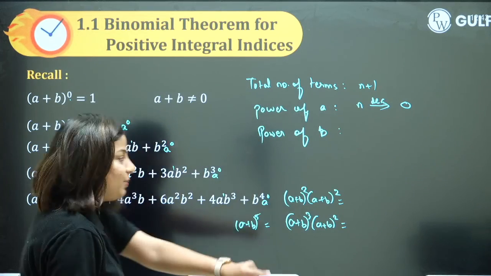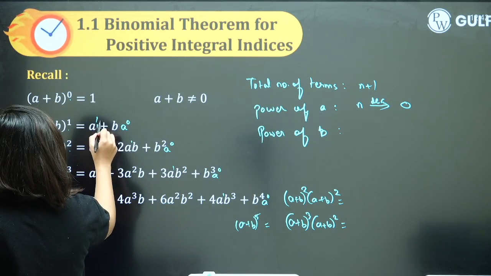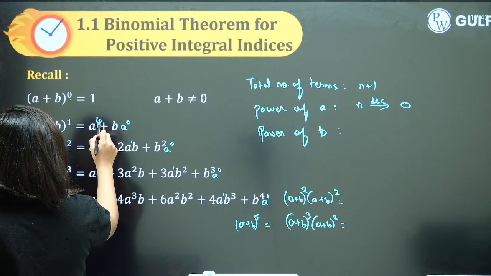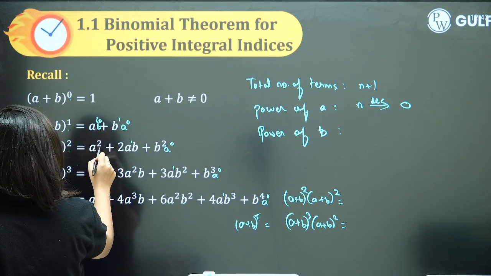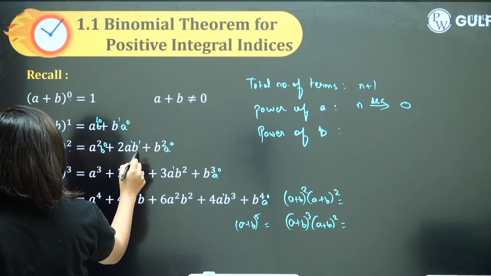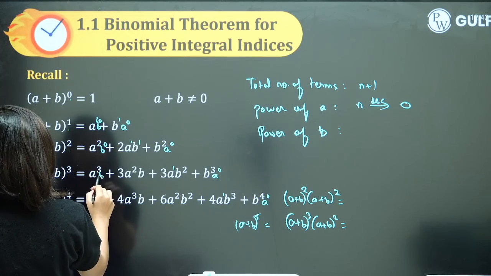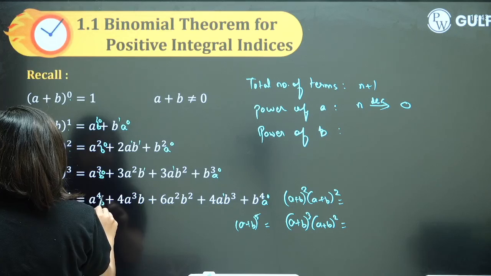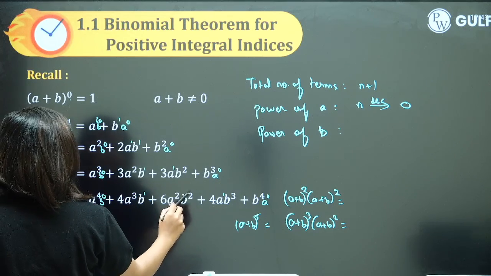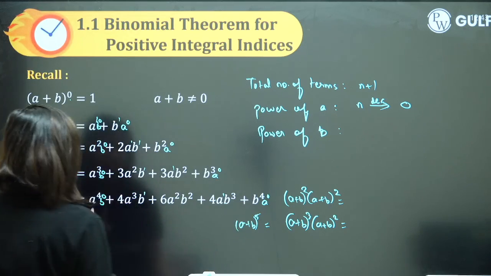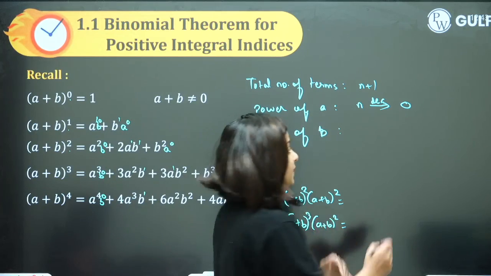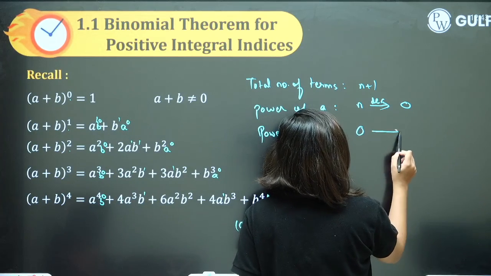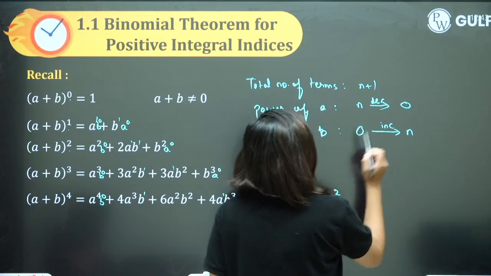And what about b? Here nothing means b raised to 0, then b raised to 1. Nothing means b raised to 0, b raised to 1, b raised to 2. Then b raised to 0, 1, 2, 3. Then b raised to 0, 1, 2, 3, 4. Can you see the power of b is increasing from 0 to n?